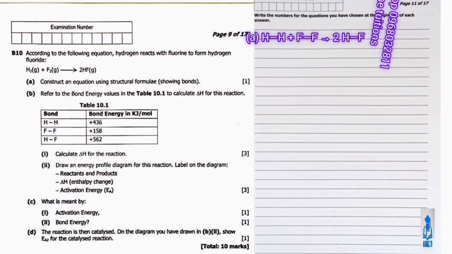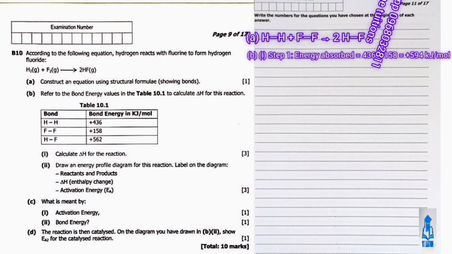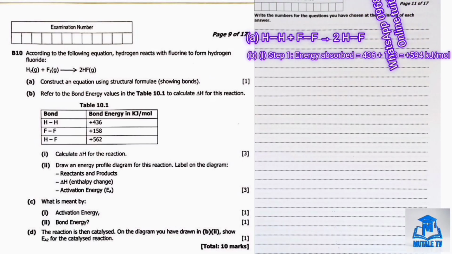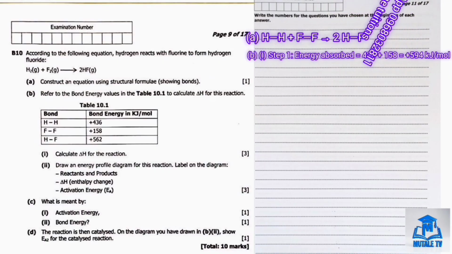Thank you. Now let's continue with our calculation. Step number 1, calculate the energy needed to break the bonds in the reactants. We break one H to H bond and one F to F bond. That's 436 plus 138, which gives us 594 kilojoules per mole absorbed.